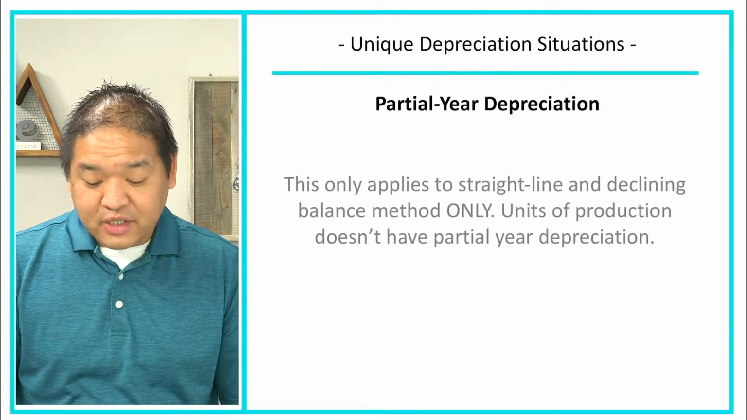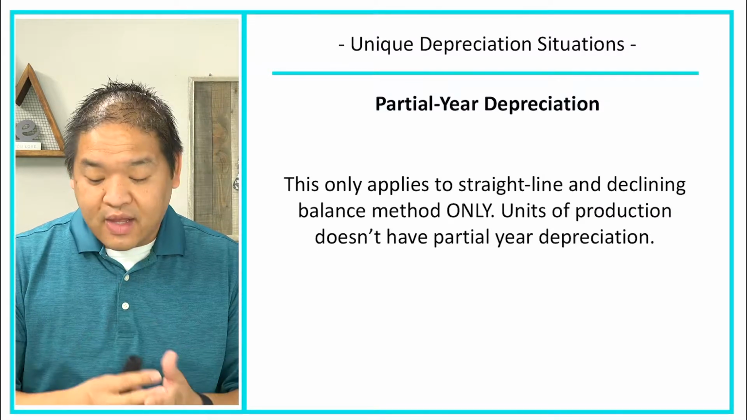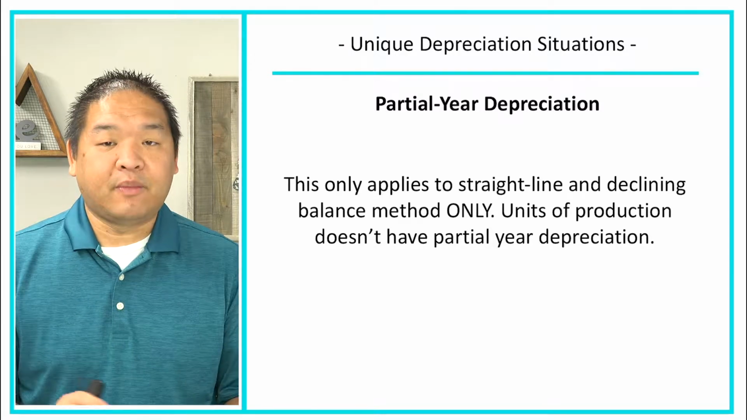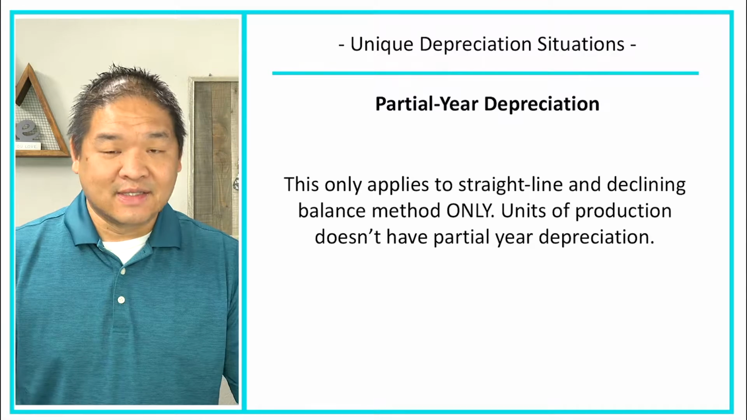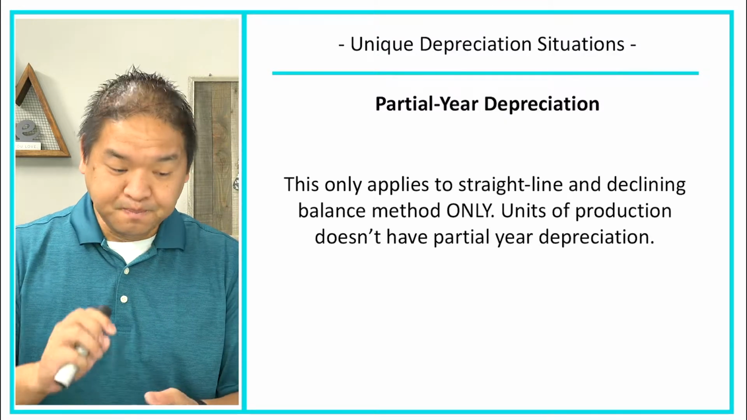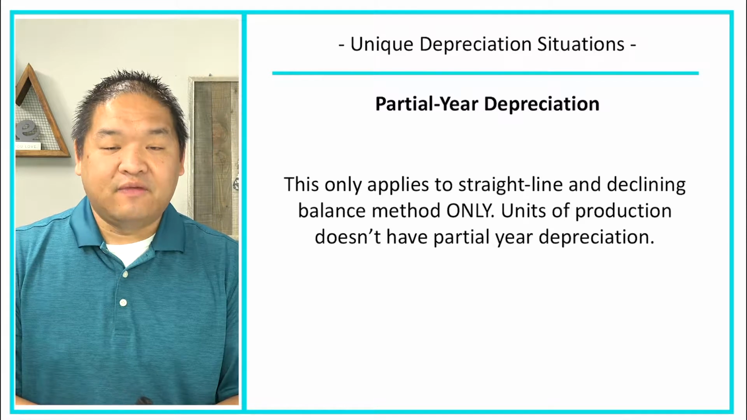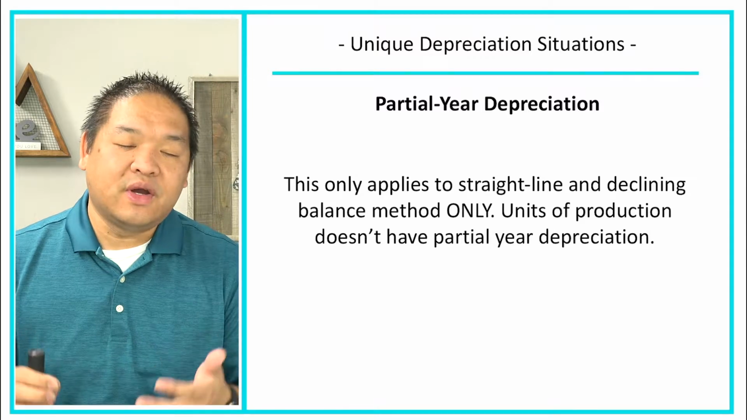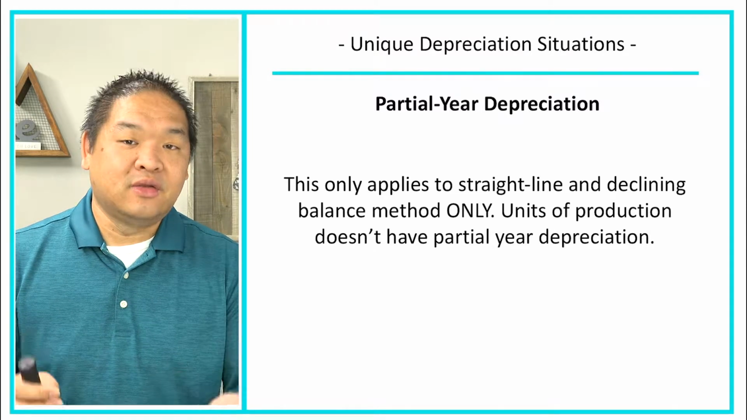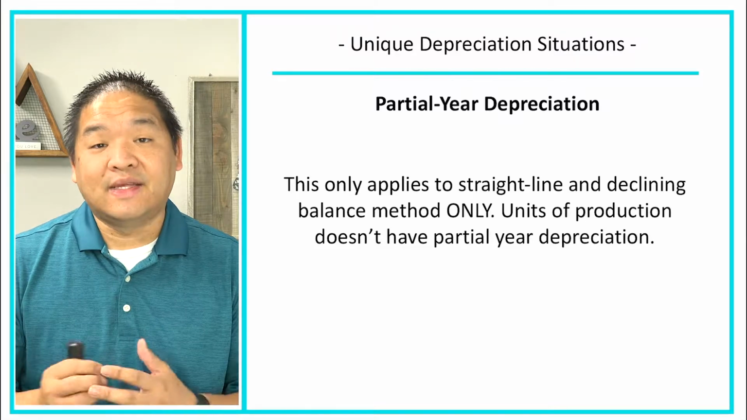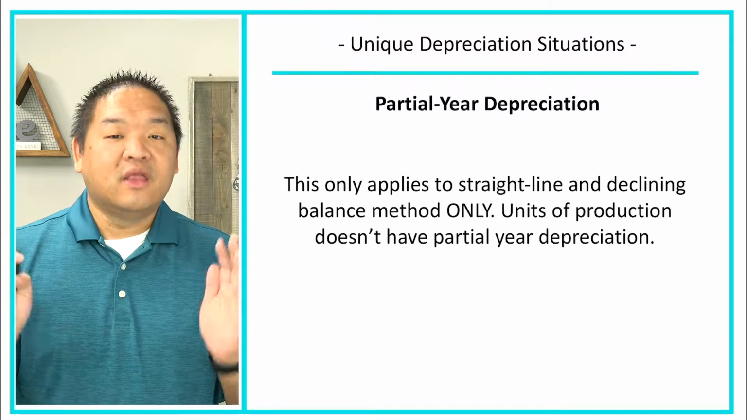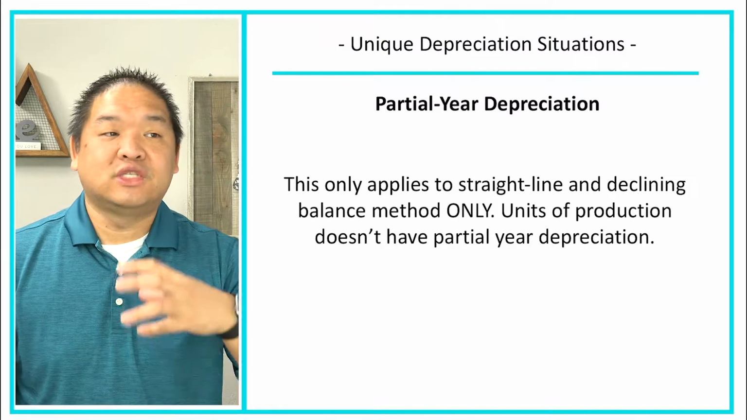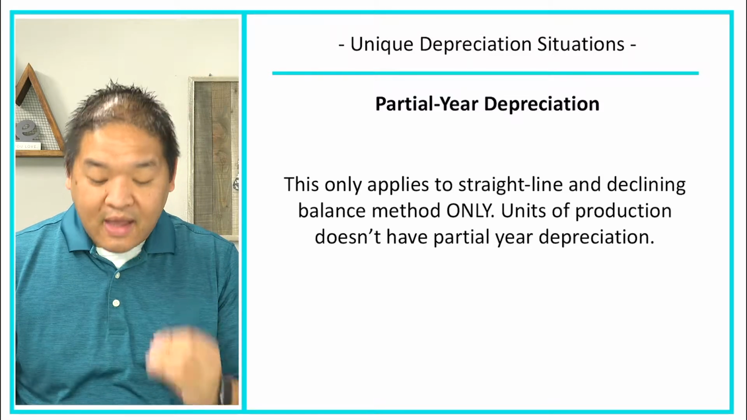When it comes to partial year, this only applies to straight line and declining balance methods, because those are time-based. Units of production does not have a partial year depreciation, so this is not even an issue. We don't prorate that. If we used 200 machine hours, we don't prorate because we acquired it halfway through the year. No, we just use 200 units of production to calculate units of production depreciation. But for straight line and double declining, which are time-based, we have to prorate based on the number of months or days or weeks that we've actually had the asset.